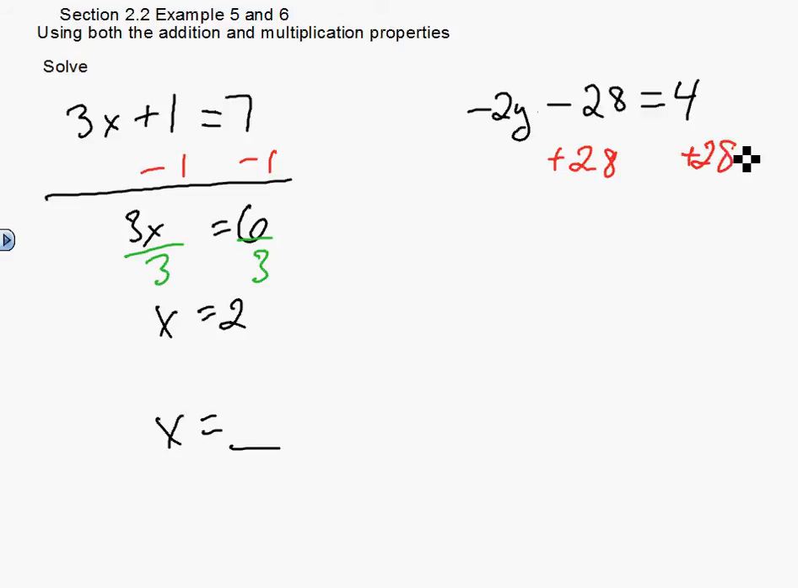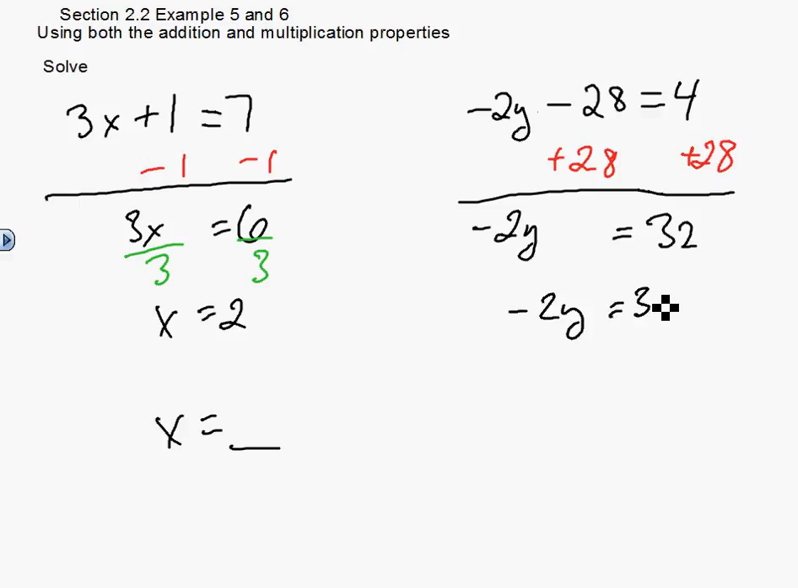Well, the negative 2y doesn't have anybody to combine with. Minus 28 plus 28 makes a 0, which is exactly what I wanted, because I wanted the constant to go away. I'm now left with 4 plus 28 on the right-hand side, otherwise known as 32. Now I'm left with negative 2y equals 32, so I'm going to then divide both sides by negative 2, and we're going to get on the left a y equals a negative 16.